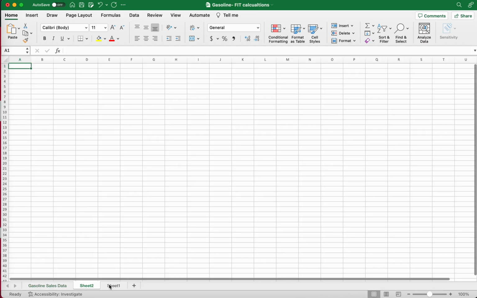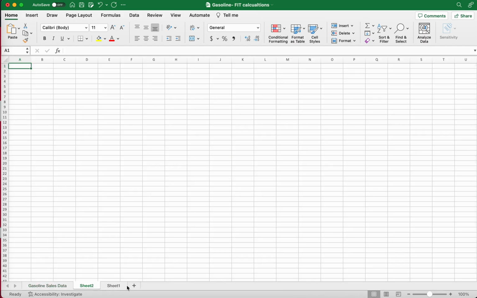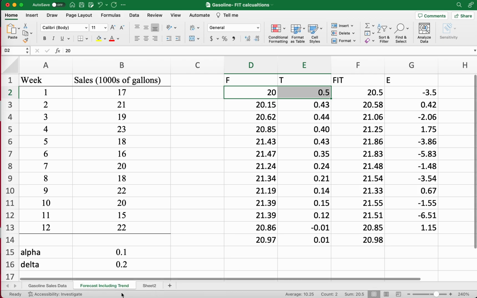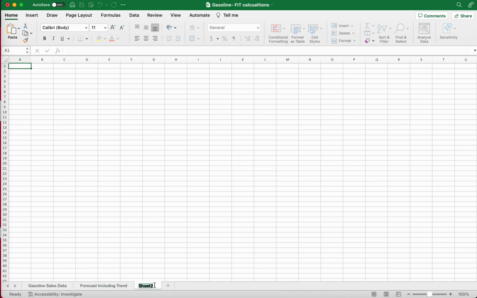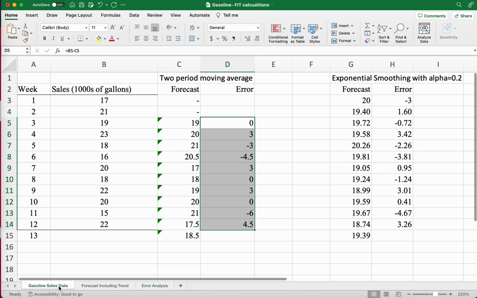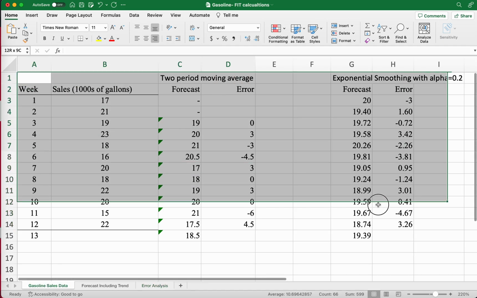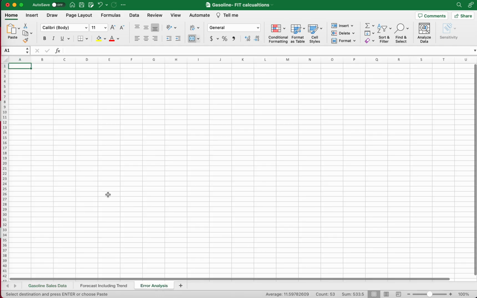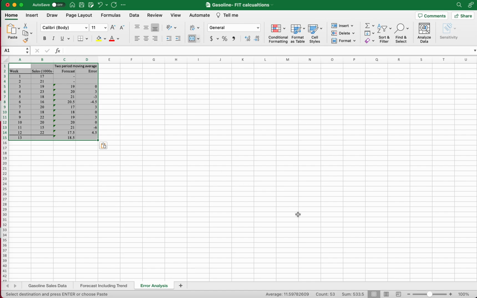So I'm going to create a new sheet. Let's do error analysis here. Let me just forecast including trend. Then we will do error analysis. So for that, let me get this data first. Okay.